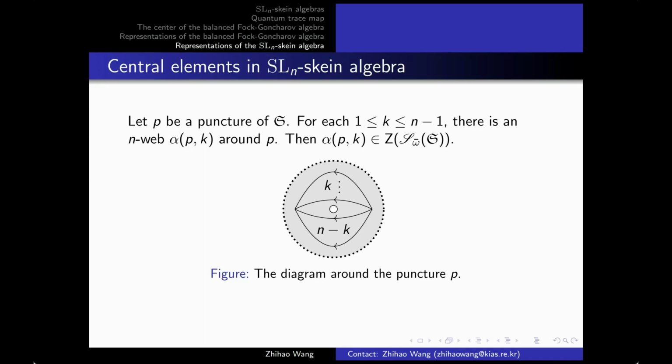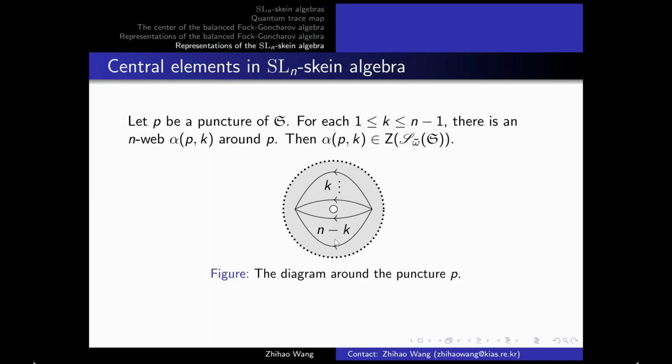Okay, so now let's look at the representation theory of the SL_n skein algebra. Let P be a puncture of S, and k an integer between 1 and n minus 1. Then there is an n-web alpha_{P,k} in the surface S. This is the picture for this n-web. You can easily prove that it is in the center of the SL_n skein algebra. Why? Because it lives in a very small neighborhood of the puncture.